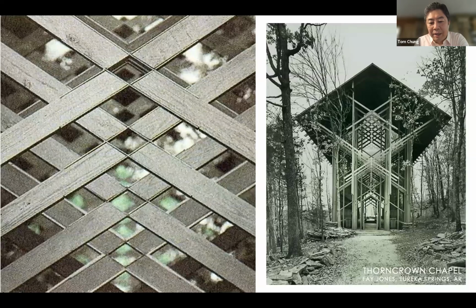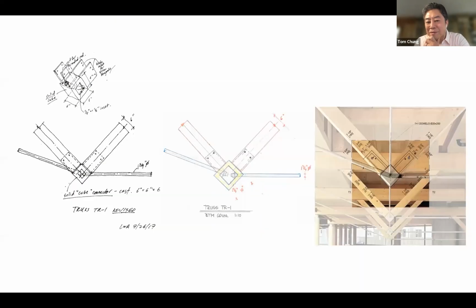And looking at the detail, then we were inspired by Fay Jones and the Thorncrown Chapel, this masterpiece in light frame wood construction, and this really how the joint dissolves in this case here with this kind of almost impossible void at the joint where all of the wood members come through. And that started out as an inspiration for us in terms of how to make this joint between one of the critical key joints in this truss.